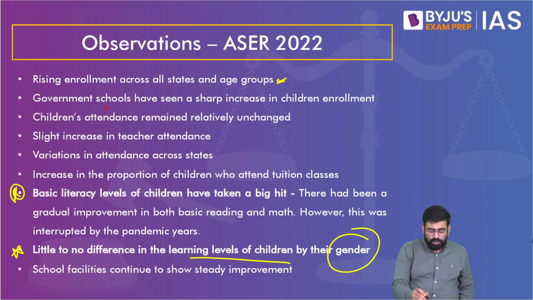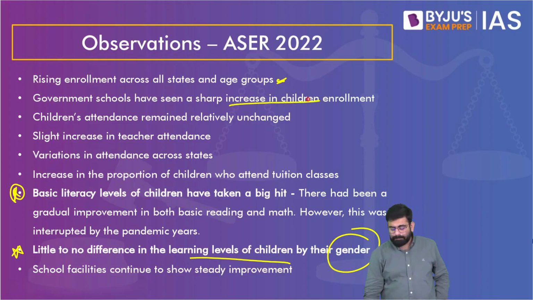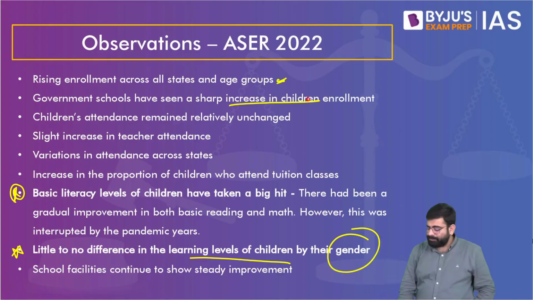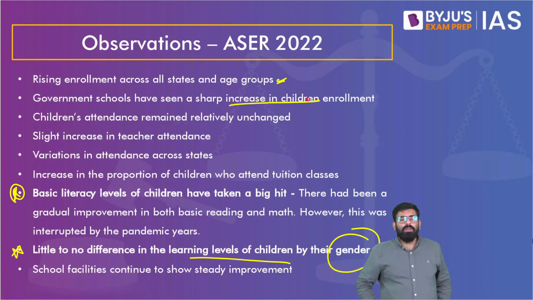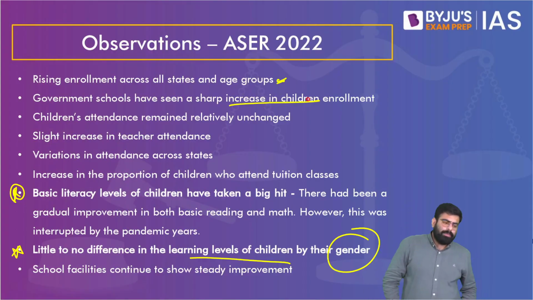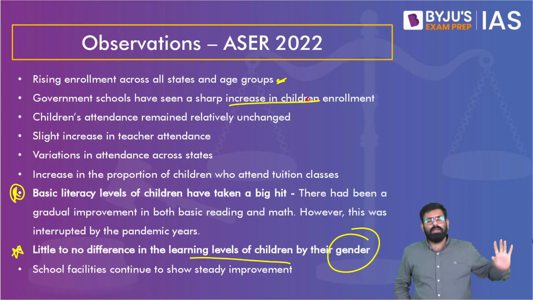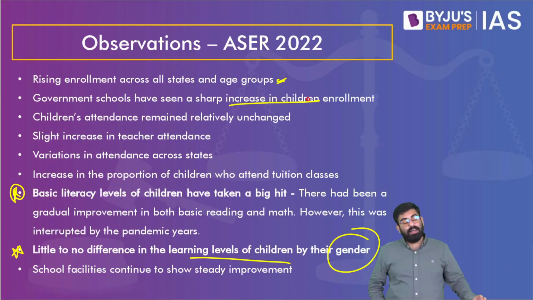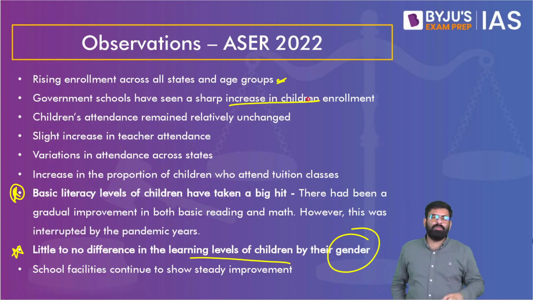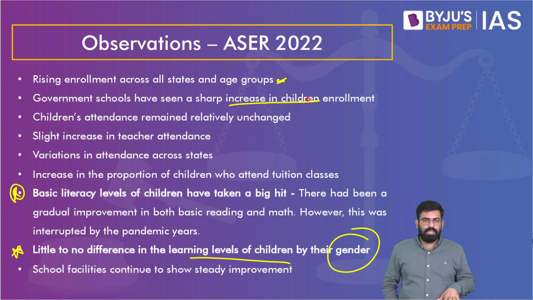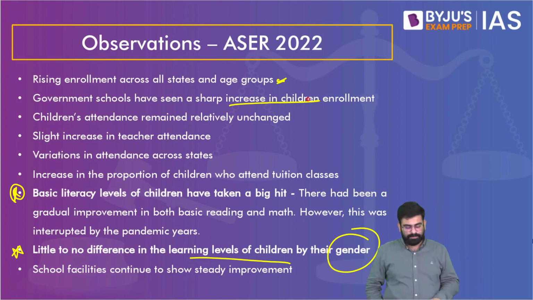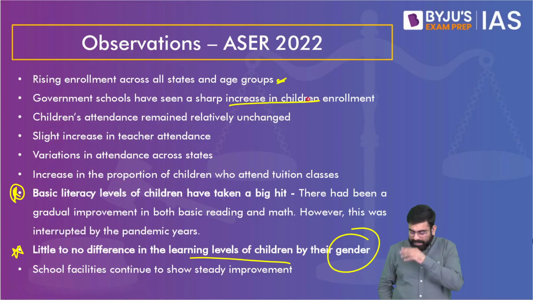Now, government schools have seen a sharp increase in children enrollment. Now, the reason can be, think about this, because of COVID, economic condition of the family, etc. Another reason can be maybe the government schools are getting better. Government schools are providing better quality. Yes, the third reason can be because of availability of midday meal.